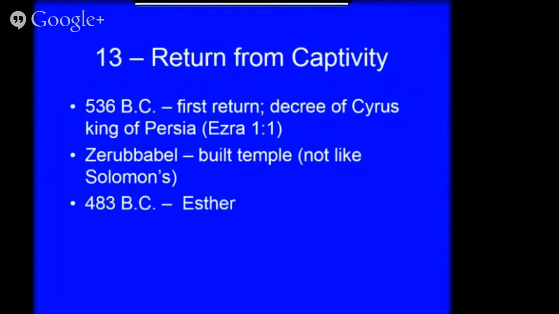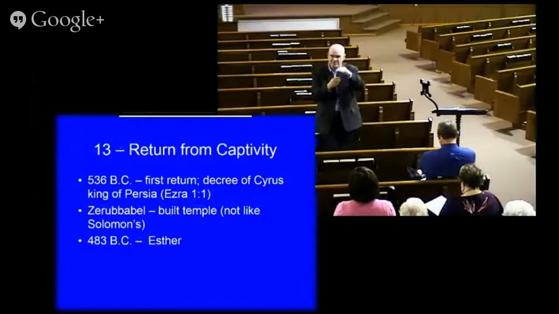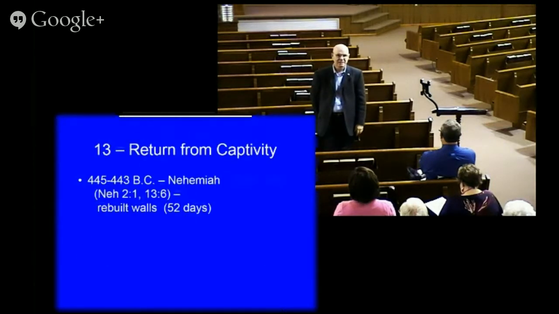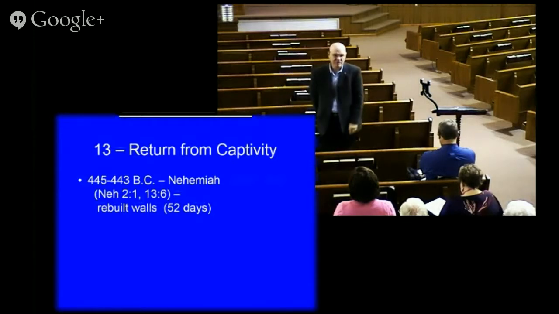We've got the story of Esther in here, about 483 or so BC. It's in this time frame. We have 458, Ezra comes back. His mission is to restore the worship. Zerubbabel comes back to build the temple. Ezra comes back to restore the worship. And then Nehemiah comes back, and he rebuilds the walls. Three different people. There are others, but those three are the ones you should remember.